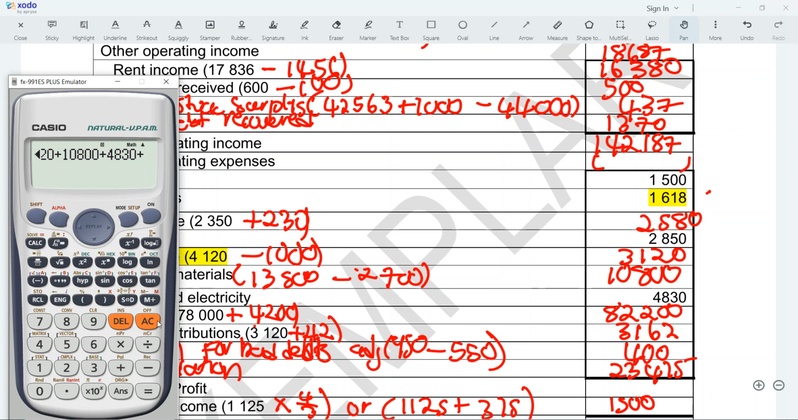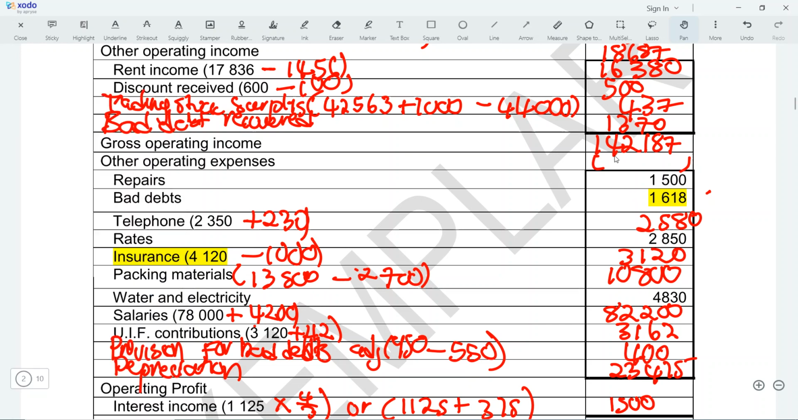82,200 plus 3,162 plus 400, and then also plus 23475. It is giving us 136535. Okay, so we have that 136535, and then from there we would get our operating profit.